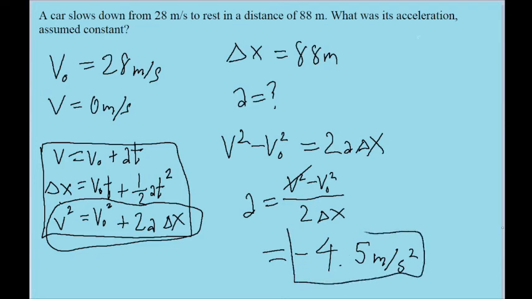And this answer makes sense because it's negative. Of course, the acceleration should be expected to be negative here because since the car is slowing down, the acceleration is opposing the speed of the car. So our answer seems very logical.